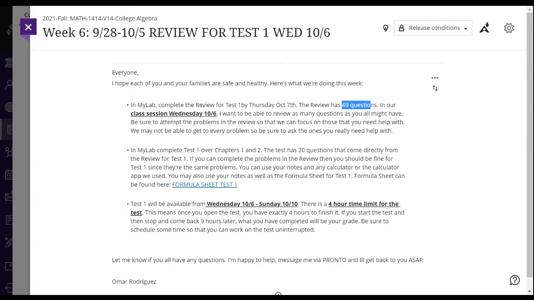So, guys, the other thing is I have a formula sheet right here. You can use your notes. You can use any calculator you have. You can use that calculator app that you guys have, okay?